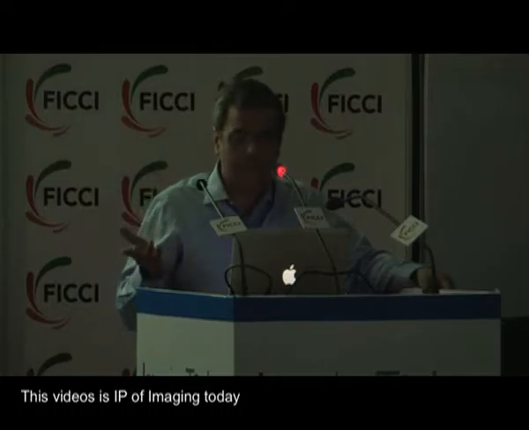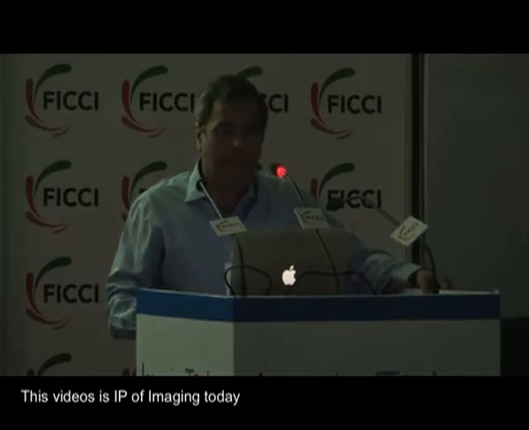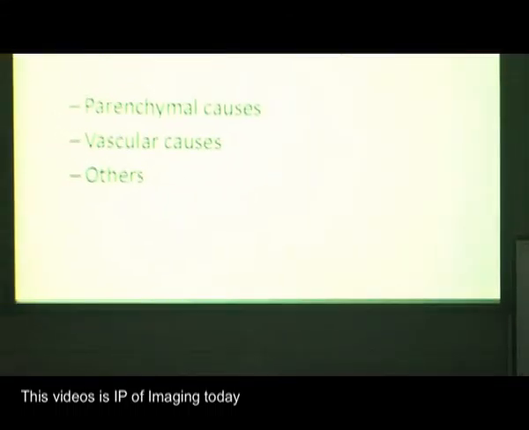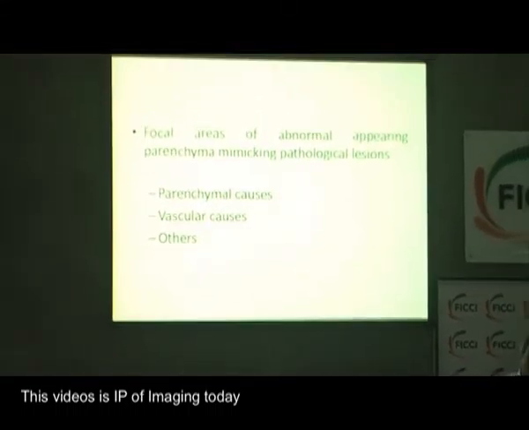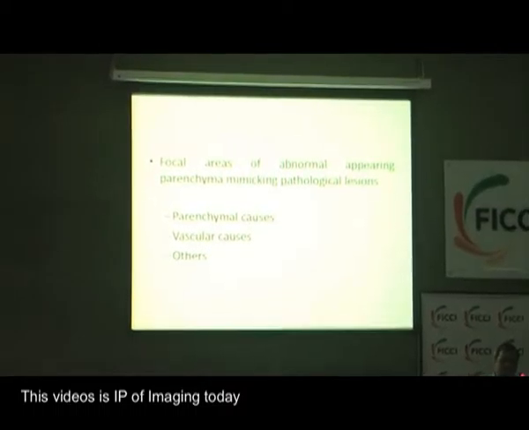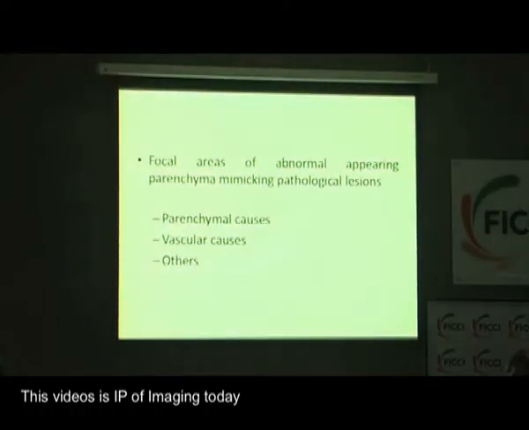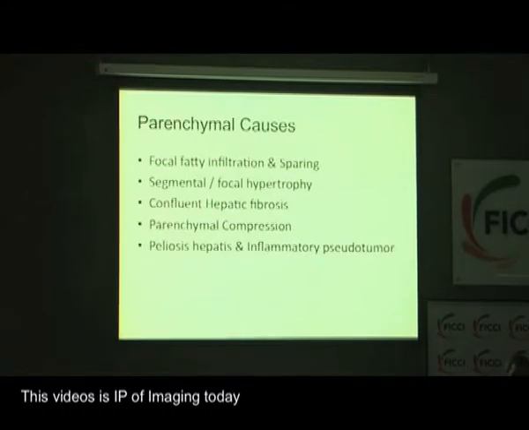A definition of a pseudo lesion is an abnormal area of parenchyma mimicking pathological lesions. The causes of pseudo lesions in the liver could be parenchymal, could be vascular, and there's a subset of other etiologies which can occasionally confuse a radiologist whether he or she is dealing with a pathology or not. The commonest parenchymal causes are of course focal fatty infiltration and sparing, which I'm sure all of you are aware of, and I'll show some examples of that.